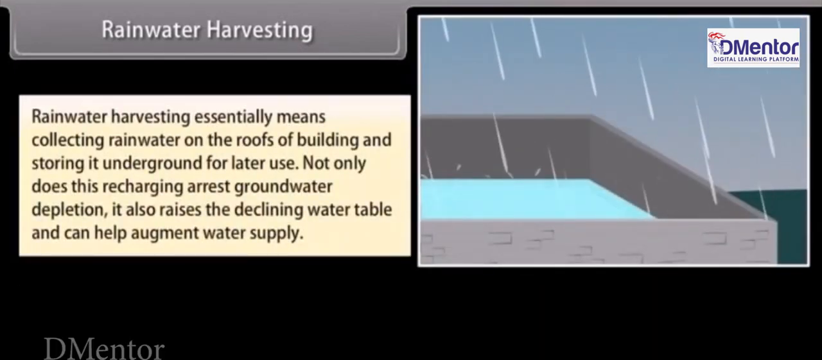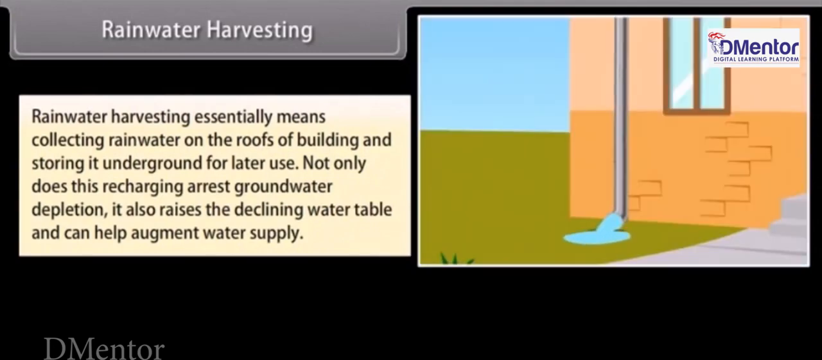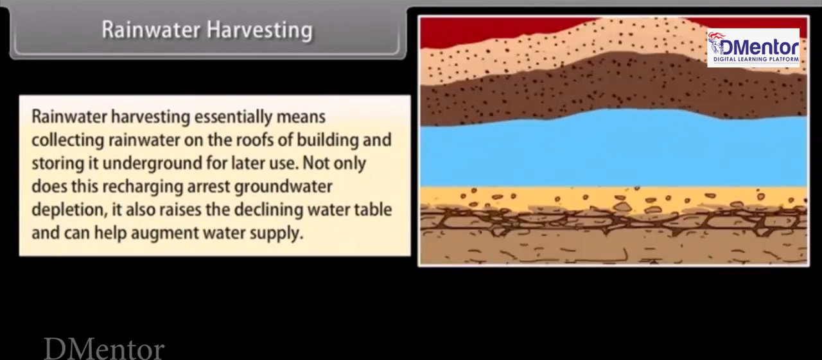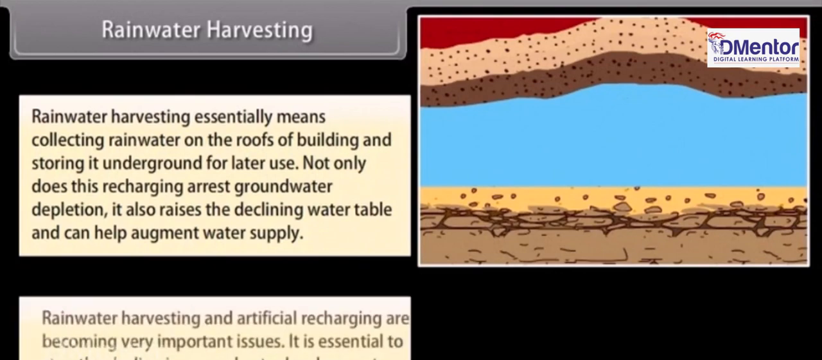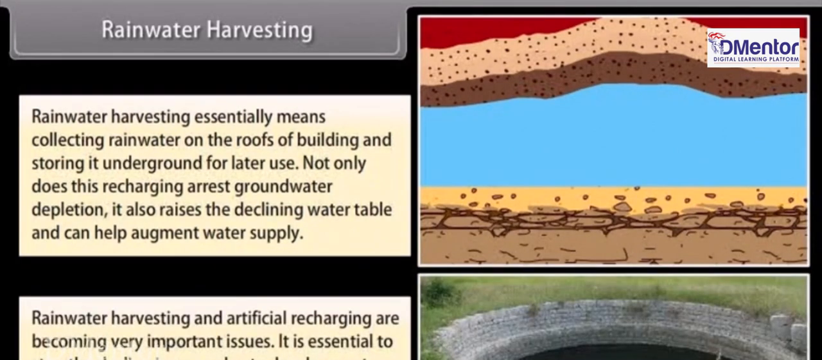Rainwater harvesting essentially means collecting rainwater on the roofs of buildings and storing it underground for later use. Not only does this recharging arrest groundwater depletion, it also raises the declining water table and can help augment water supply. Rainwater harvesting and artificial recharging are becoming very important issues. It is essential to stop the decline in groundwater levels, arrest seawater ingress, that is, prevent seawater from moving landward, and conserve surface water runoff during the rainy season.